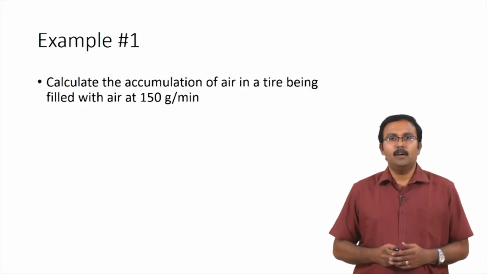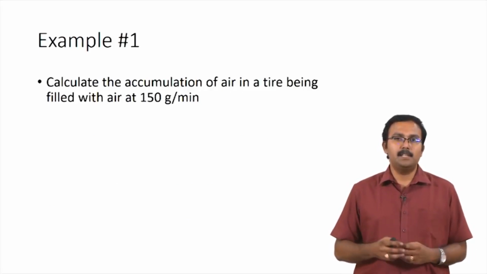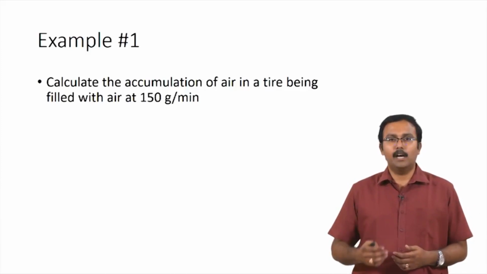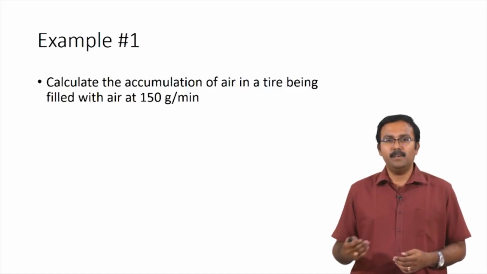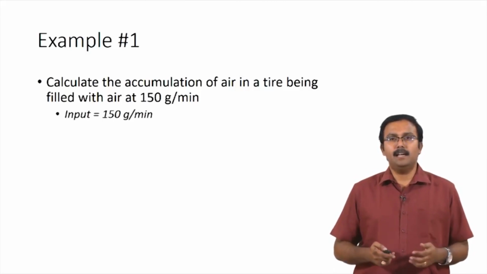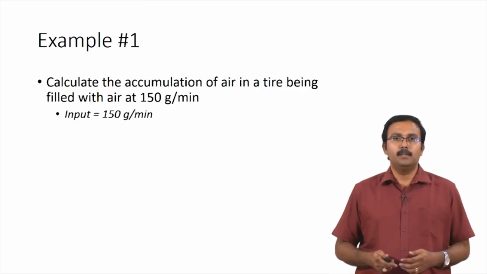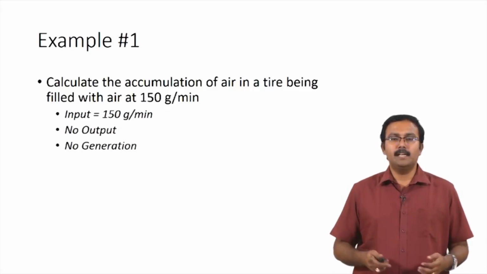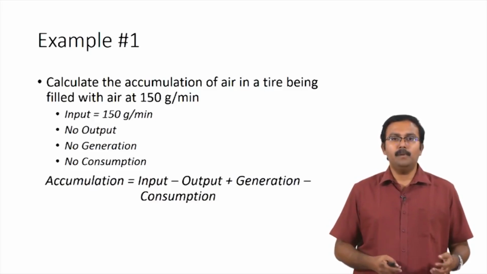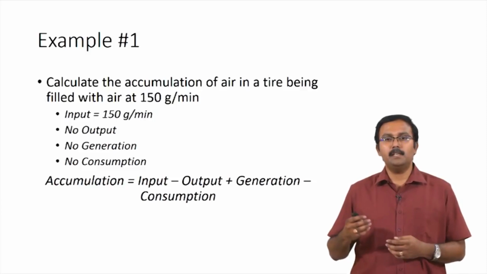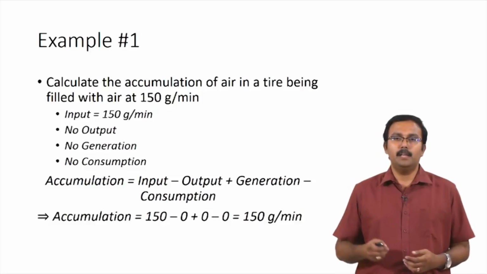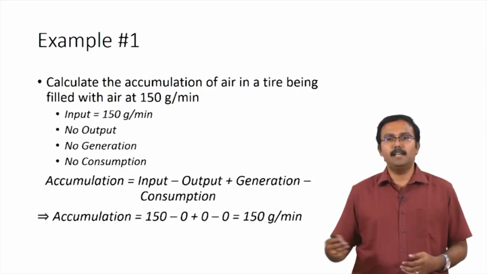Here is an example of a very simple system. This is the same system which we used as an example to classify the processes which we were talking about. Calculate the accumulation of air in a tire which is being filled with air at 150 grams per minute. For this system, the input is at 150 grams per minute. You do not have any output, there is no generation or consumption because there are no reactions happening in this system. So, your accumulation equation is accumulation equals input minus output plus generation minus consumption, which means your accumulation is equal to input, which is 150 grams per minute.